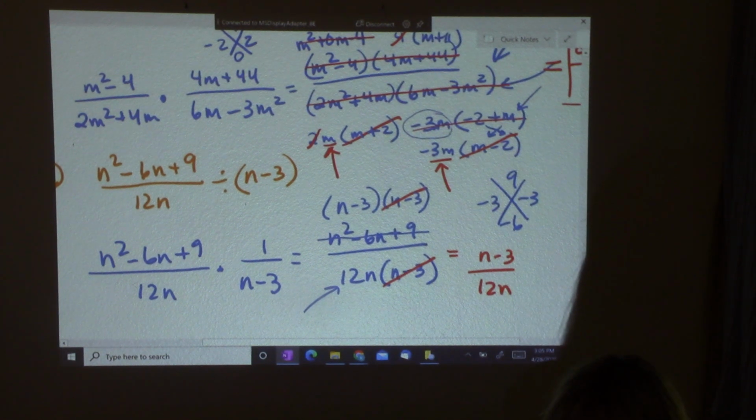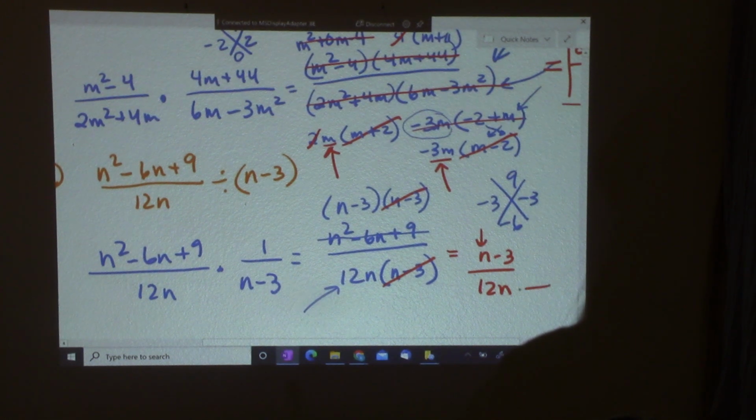Now be careful. We talked about this in the last lesson. I have n here and I have n down here. I cannot cancel them. The reason why is that this n is connected to the 3 with a minus. I cannot cancel out unless I have multiplication or division. Okay? I can't do it. So if there's a minus or a plus connecting my terms, you don't cancel out from top to bottom. The answer just stays like this.